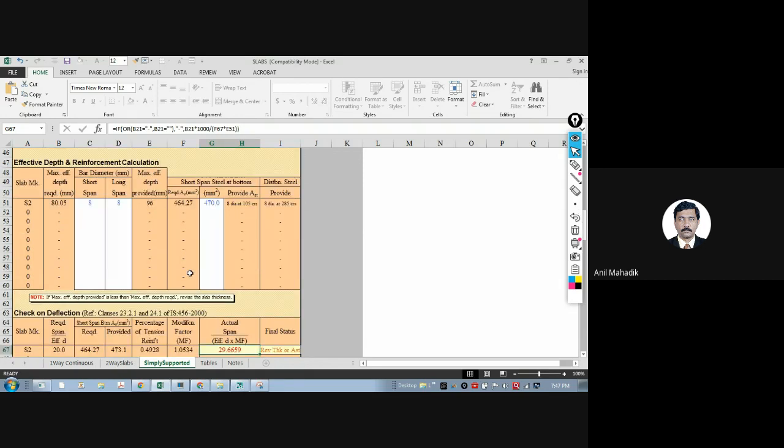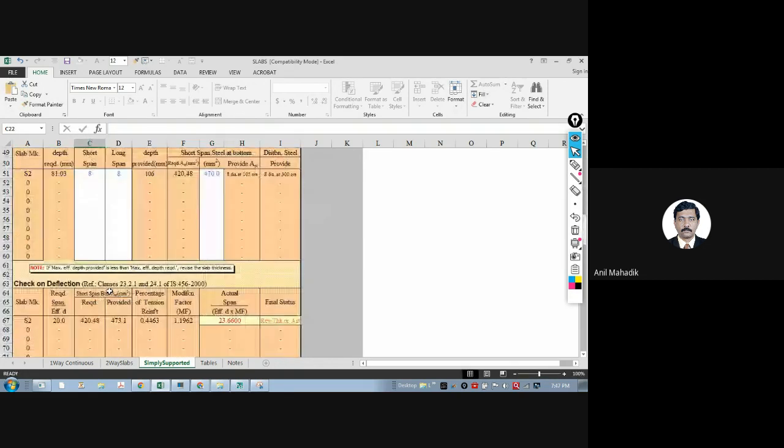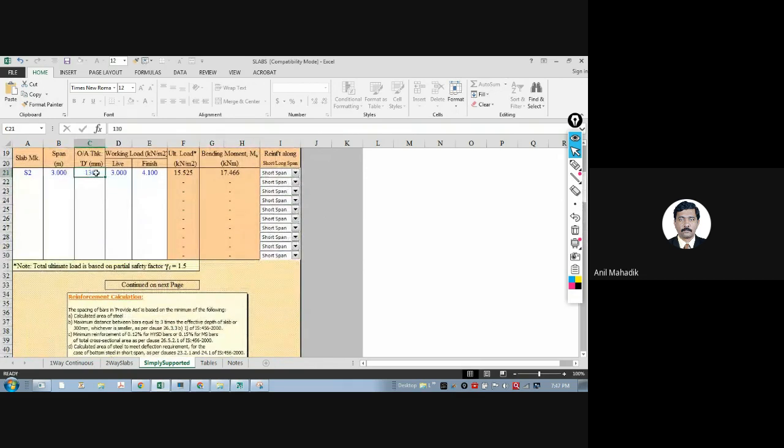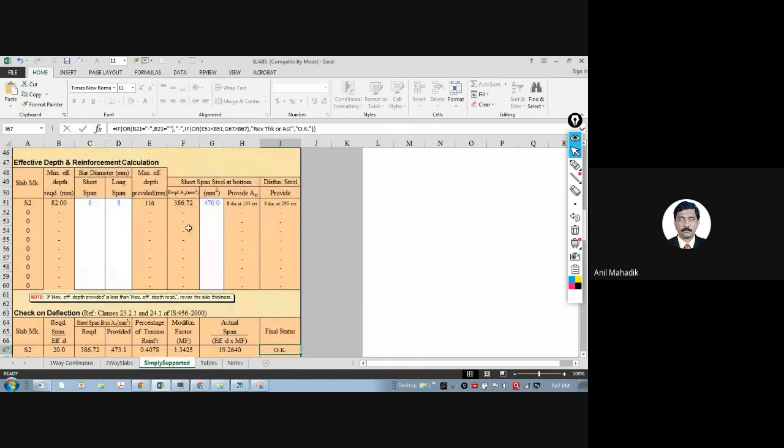So what can we do in this case? Let's increase the thickness to let's say 130. Again, check the status. Still it is not satisfied. Again, increase this 140. Now it is less than 20, so it is saying okay. Now you should change the steel also, don't forget. Because once you increase the thickness, the AST required will be less. So let's make it 390.